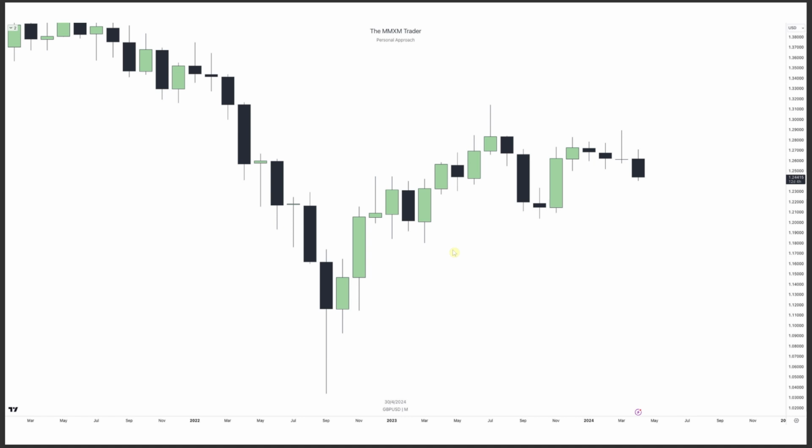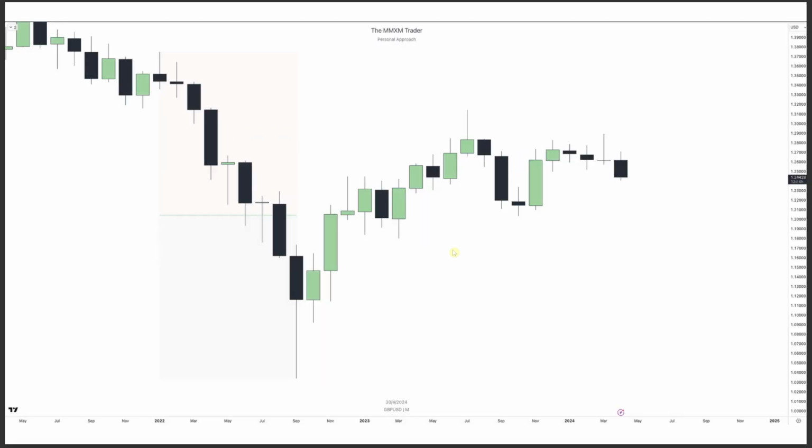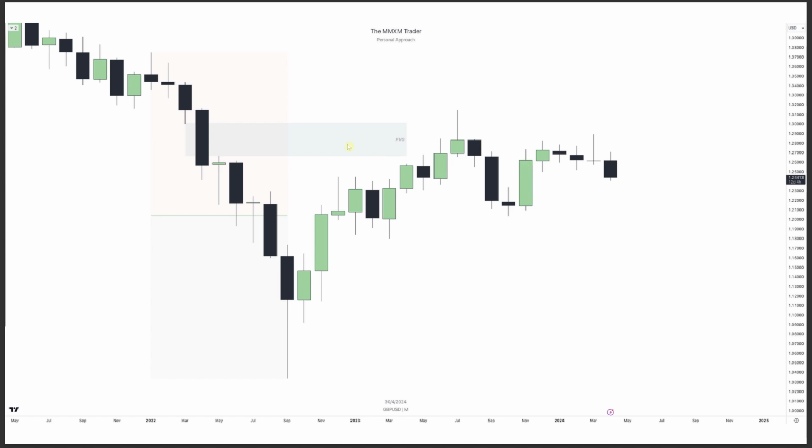First of all, what are we going to do? We're going to mark out our premium and discount, right? That's important. We want to know, are we in a premium for sells or are we in a discount for buys? What is happening over here? We have to look for external or internal range liquidity. We've got that fair value gap, so we're in a higher time frame key level, right?